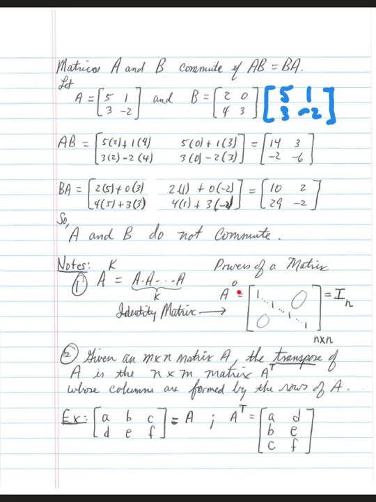A to the 0 power is defined as an identity matrix, which contains all ones on the main diagonal, zeros everywhere else. The number of ones on the main diagonal will be a subscript of I. So I sub 3 would be a 3 by 3 matrix with 3 ones on the main diagonal, zeros everywhere else.